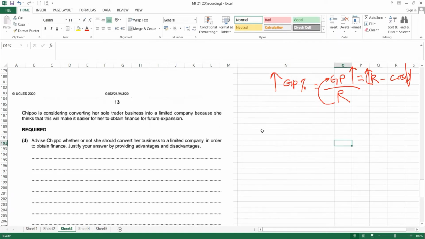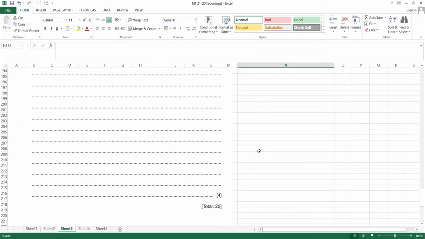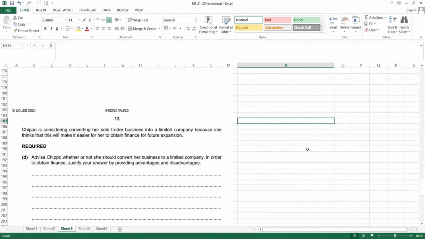Okay, Chipo is considering converting her sole trader business into a limited company because she thinks that it will be easier for her to obtain finance for future expansion. Advise Chipo whether or not she should convert her business to a limited company in order to obtain finance, justified by providing advantages and disadvantages. See how many marks they give us? 4 marks.